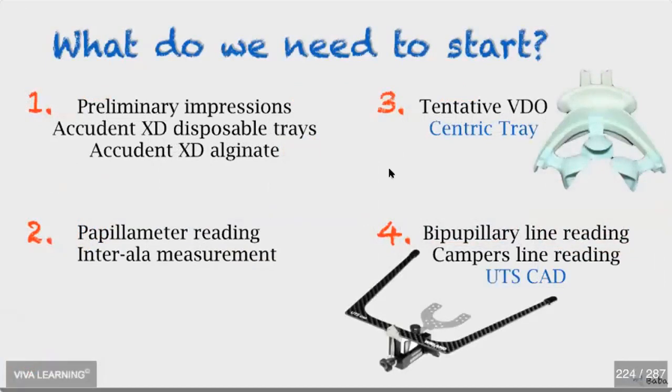So what do you need to start? First, you need preliminary impressions: AccuDent disposable trays, or any disposable trays you want, and AccuDent XD alginate or any alginate of your preference. Second, you want a papillometer reading and an inter-ala measurement. You want a tentative vertical dimension of occlusion using a centric tray. And you also want two measurements, a bipapillary line reading and a Camper's line reading using a UTS CAD. And that's all you need.